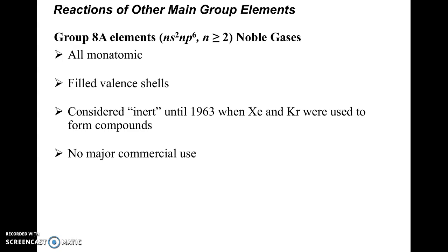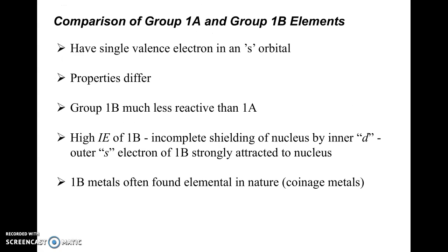All right, and the last group, main group, is group 8A, and these are the noble gases. These are all monatomic. They don't need to share electrons with anything to exist. They have filled valence shells, and they were always considered completely inert until in 1963 it was discovered that xenon and krypton could form some compounds, and if you look, those are towards the bottom of the noble gas group. However, there is no major industrial use for these elements.